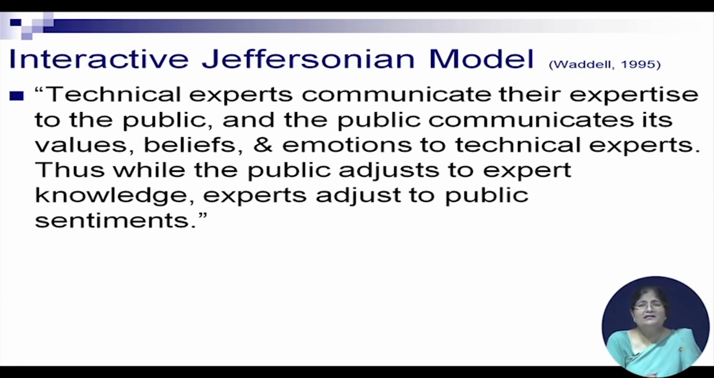The interactive Jeffersonian model is a model in which the technical experts communicate their expertise to the public and the public communicates its values, beliefs and emotions to the technical experts. So here the interaction, the participation is more. The community says this is where we are coming from. The community informs the experts of its context, and the experts then say, okay, within the confines of this context, within the limitations of this context, I will do or we will do this for you. So the public adjusts to the expert knowledge and the experts adjust to the public sentiments. So the experts say, okay, we understand, from the way we understand your context, this is how we can help you. And the public says, okay, this is what you have to give for us, or this is what you have for us.